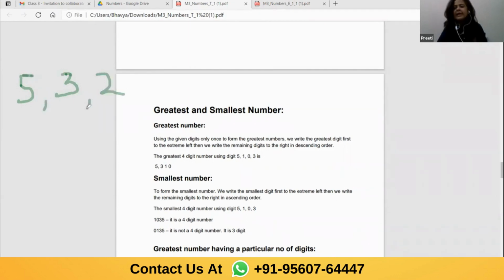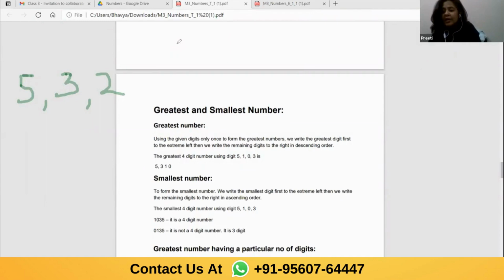Now if I say make the smallest possible number using all the digits only once. You have to use all these digits only once, and you have to get the smallest 3-digit number. Okay, very good, Pranavi and Udipan. You people are right. It is 235.